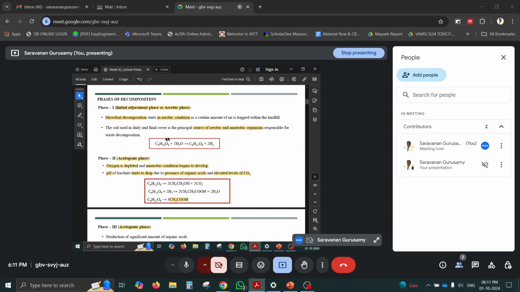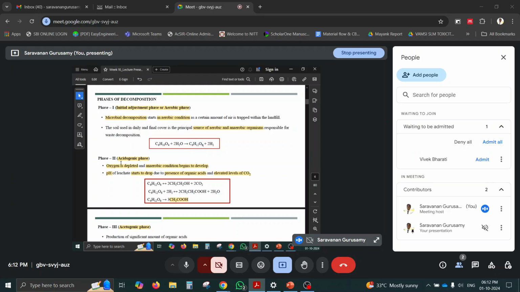So this is the waste, C6H10O4, that will be added with water and converted into simple glucose, that's C6H12O6. So that's the first phase, that is the aerobic phase. The second phase is called the acidogenesis phase, which is the acid formation phase. This first phase we can also call the hydrolysis phase. We are adding water to convert the long chain fatty acids into simpler sugar forms.